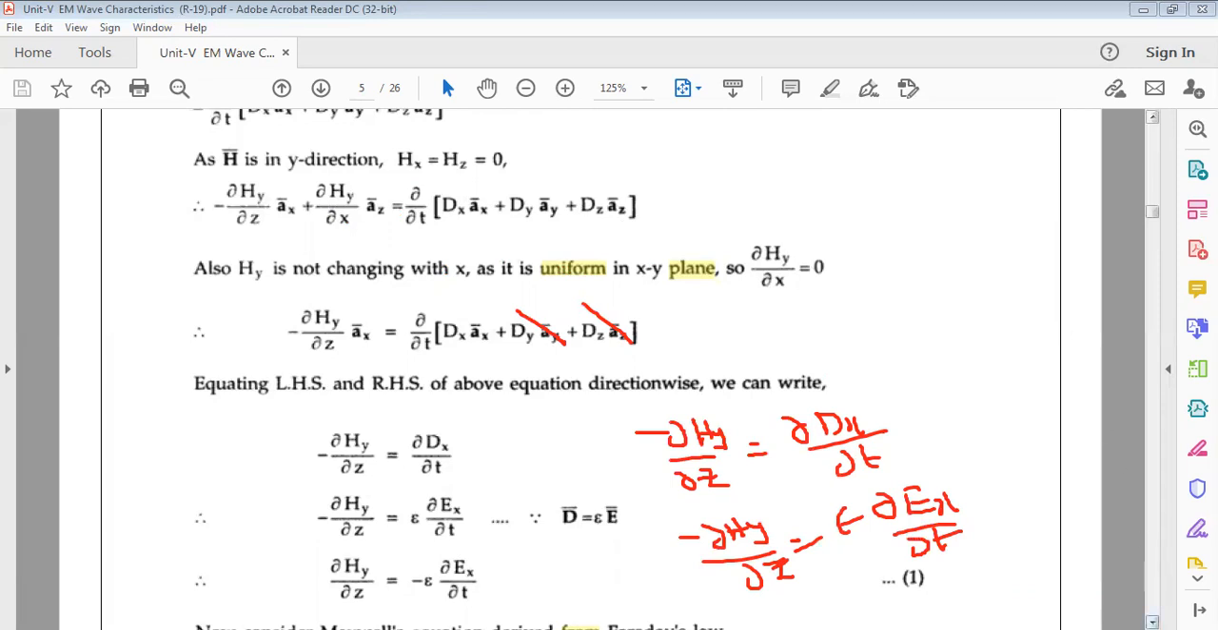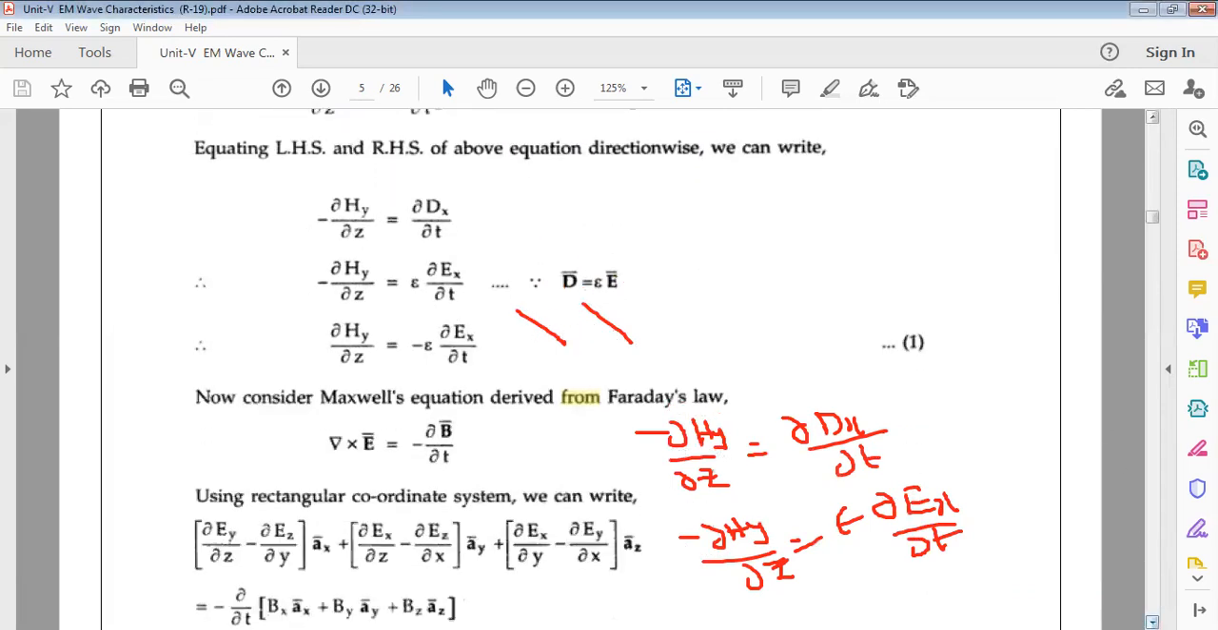Got it, my dear students? So one equation we got: minus ∂Hy/∂z is equal to epsilon into ∂Ex/∂t.